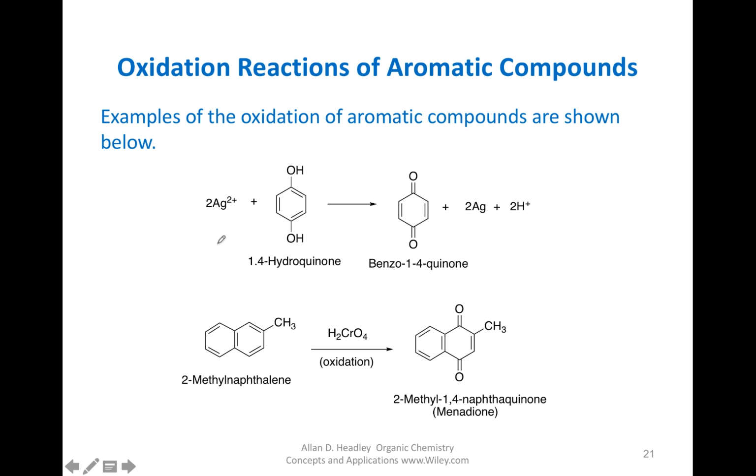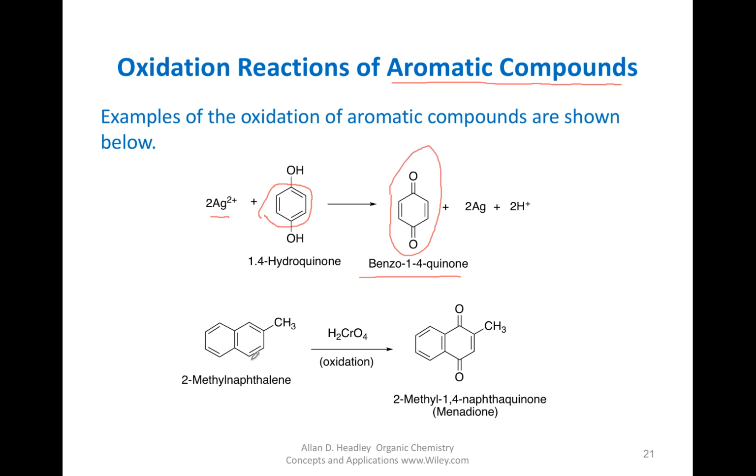Lastly, we look at the oxidation of aromatic compounds. We just briefly introduced aromatic compounds when we looked at functional groups, but next semester we'll have a couple of chapters just based on the reactions of aromatic compounds. Benzene, this is the benzene ring system here. If there are two OHs bonded to it, it's easily oxidized using silver ions to get the quinone. So here's the quinone oxidized product.